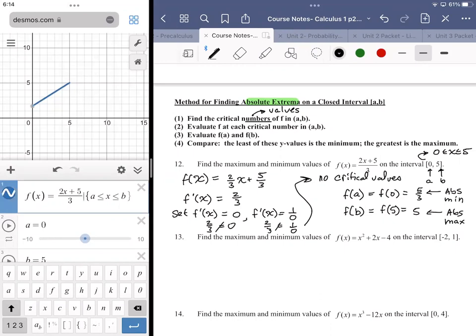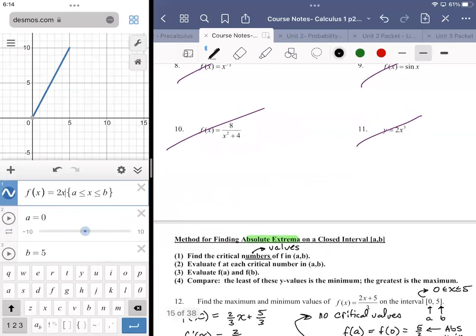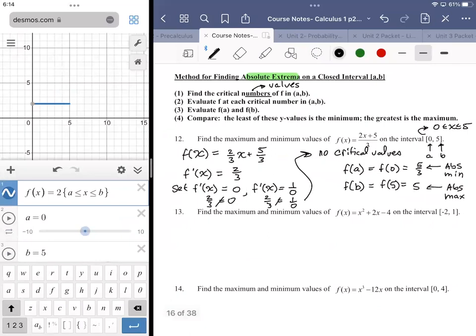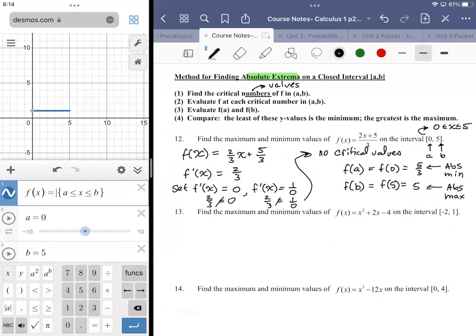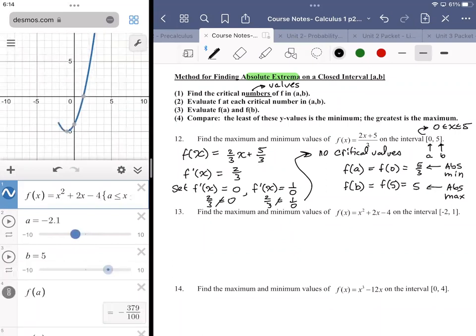All you would have to do is adjust what we put in here. So for example, in the second one, number 11, I would put in x squared plus 2x minus 4. This is over the interval of -2 to 1. So the x value is -2, the y value is a 1. Now I have the relevant piece of the quadratic.